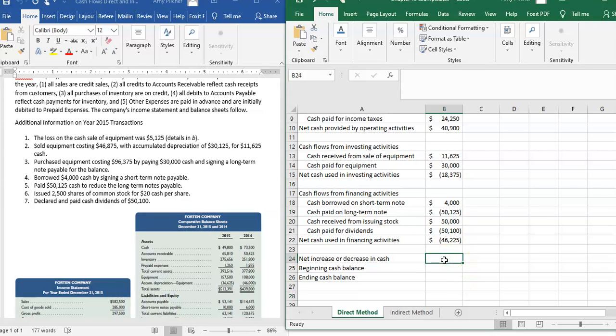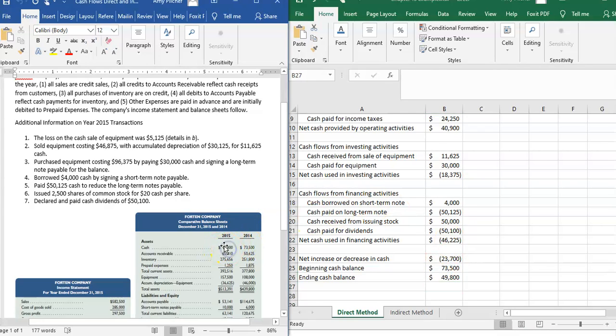We need to know now our net increase or decrease in cash. So we would have the net cash from operating activities plus the net cash from investing activities plus the net cash in financing activities. That gives us a net decrease in cash of $23,700. Then we take the cash amount from 2014 of $73,500. And if we add these two amounts together, it should equal this cash balance of 2015.